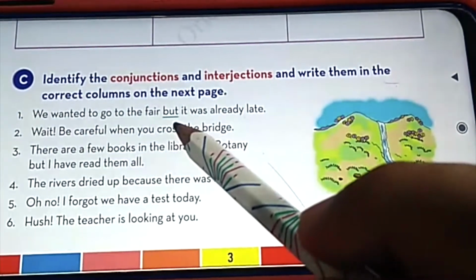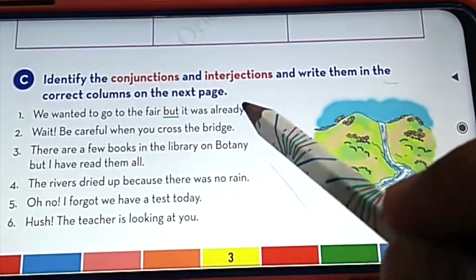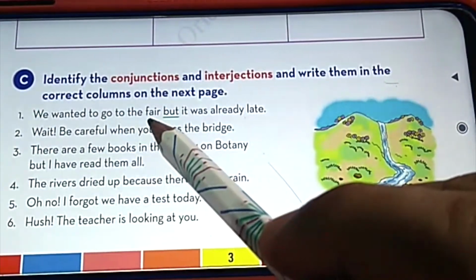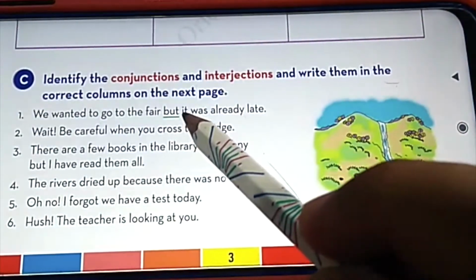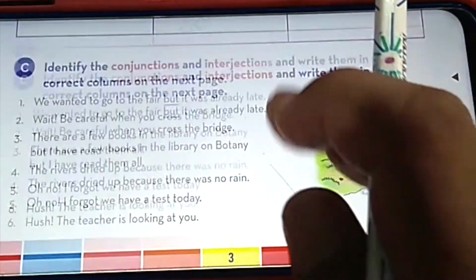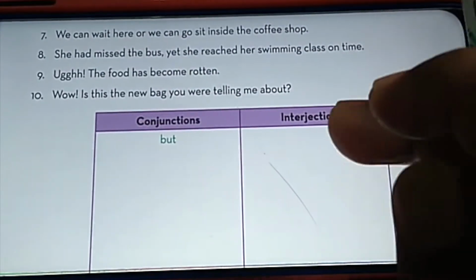We wanted to go to the fair, but it was already late. Here you can see that but is connecting the two parts of the sentence. We wanted to go to the fair is one part, and it was already late is the second part, but they are connected by but. So but is a conjunction, and it is written here in the conjunction column.